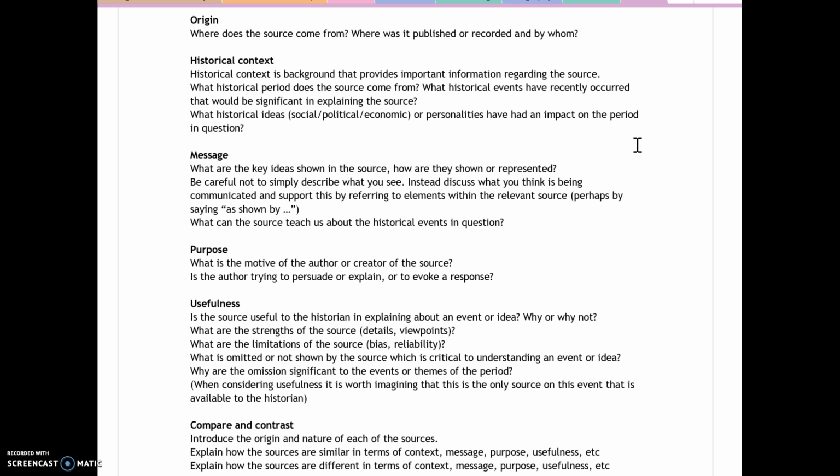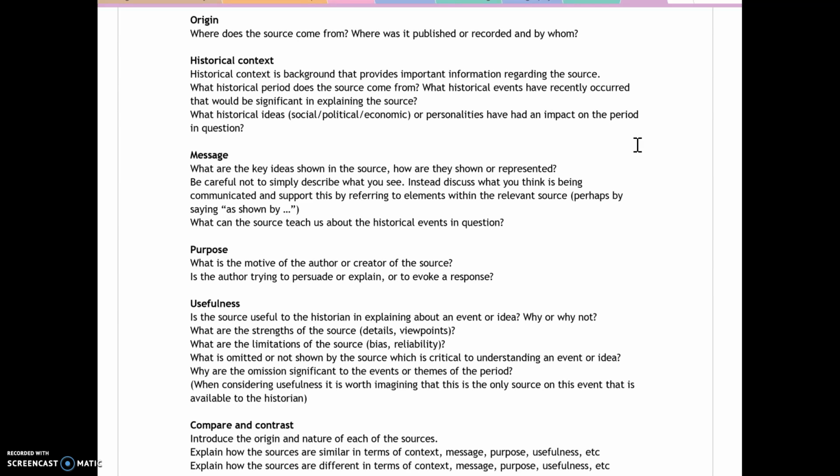"As shown by" is a great little sentence starter. And that's what you're looking for in message. What are the key ideas? It might be the conditions of child labour. The message could be simply a message home in the form of a diary or a letter. There are lots of different messages behind sources, and that's really what you want to connect to there.